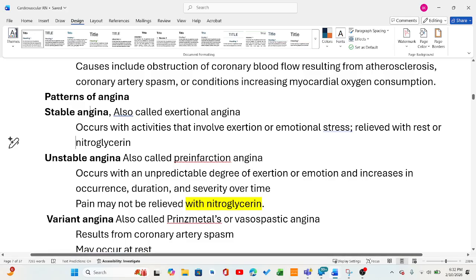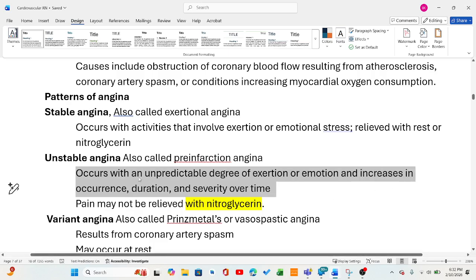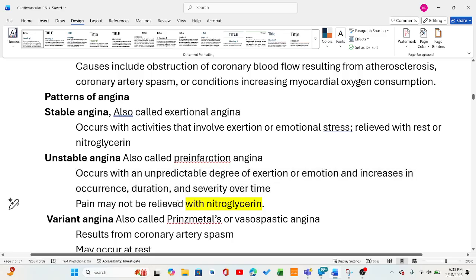The other type of angina is what we call the unstable angina. So this one, it can occur, you cannot predict that. Even when you are at rest, it can still occur. This can be as a result of spasms that is going on in the heart. It is unpredictable, and also the degree of exertion or emotion increases in the occurrence. So again, the duration of this chest pain is also longer, and it is more severe as time goes on. Now, this pain will not be relieved by rest or nitroglycerin.